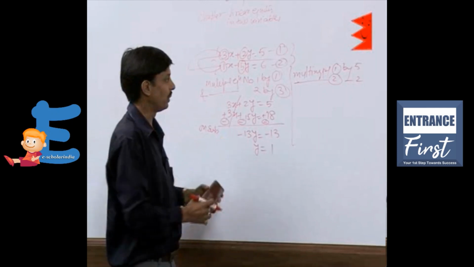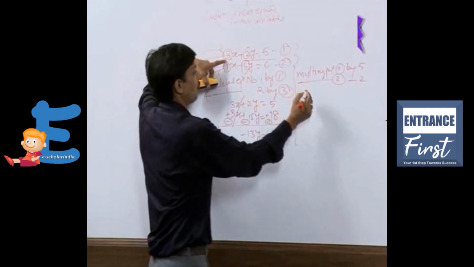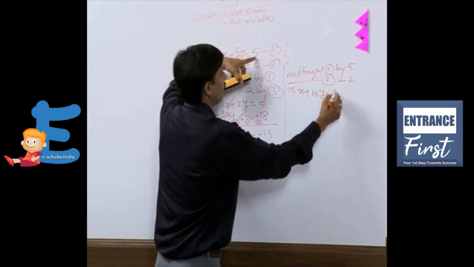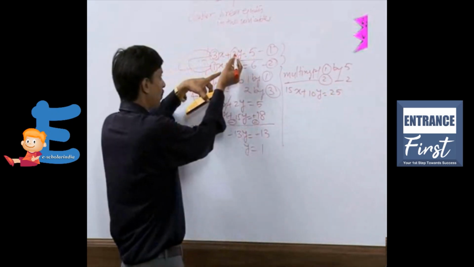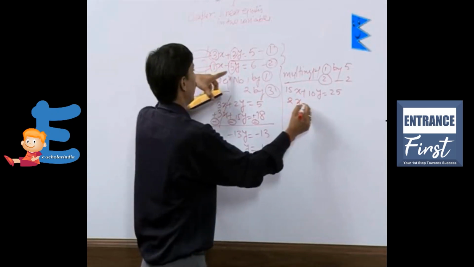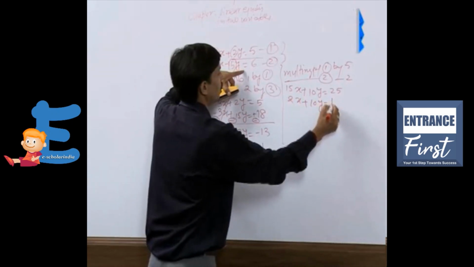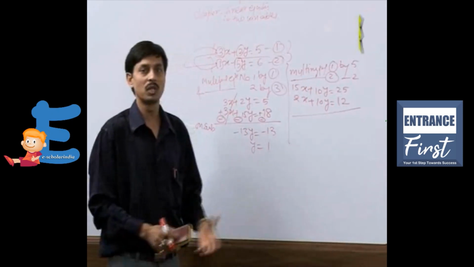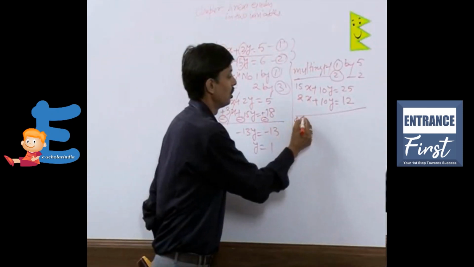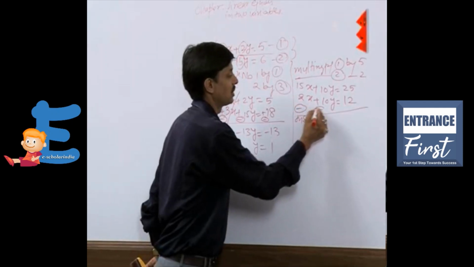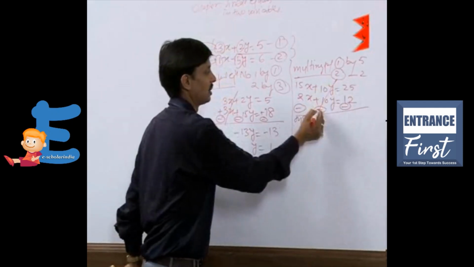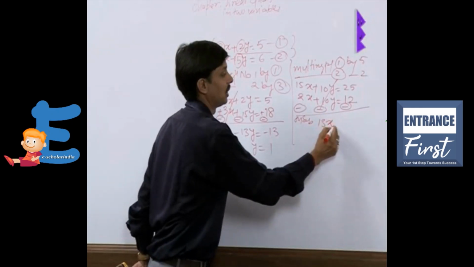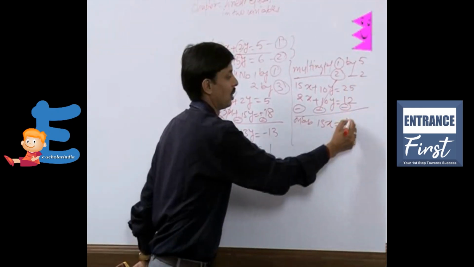If I multiply by 5, 5 3s are 15x, 5 2s are 10y, 5 5s are 25. Now with the 2, 2 1s are 2x, 2 5s are 10y, 2 6s are 12. I want to eliminate y, so I am bound to subtract these two equations. On subtracting, it will be minus, minus, minus. The y terms get cancelled. This becomes 13x. I am left with 13x. 25 minus 12 is 13.